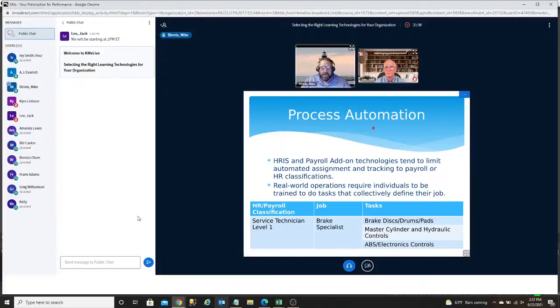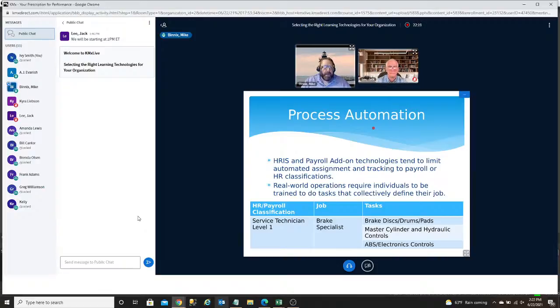If I identify that John Smith is a service technician level one, that doesn't necessarily help his manager who has 15 service tech level one staff members, and he's broken them up, some of them becoming specialists in different subsystems. John's going to become a brake specialist. Joe is going to become an exhaust system specialist. Somebody else is going to work on transmissions. And somebody else is tuning up the powertrain. Yet in HR, they're all service technician level one or level two, right?